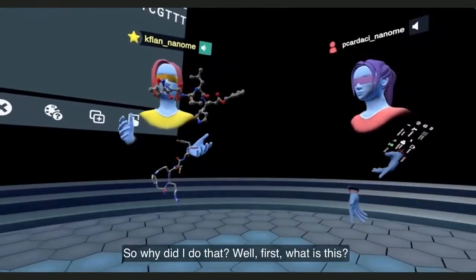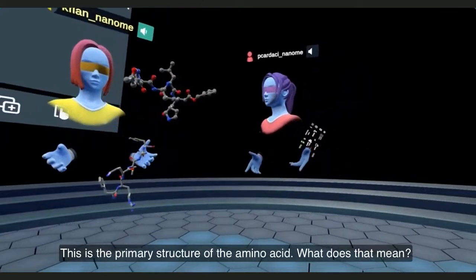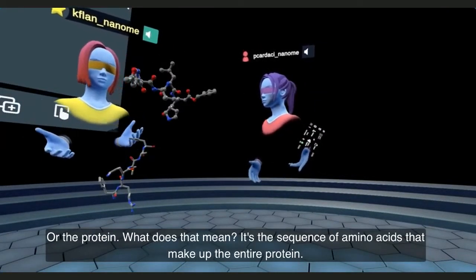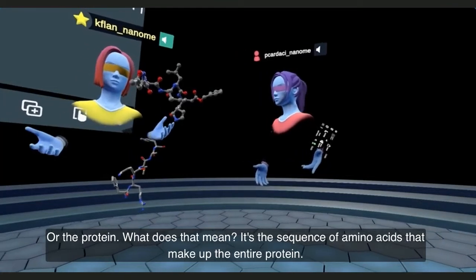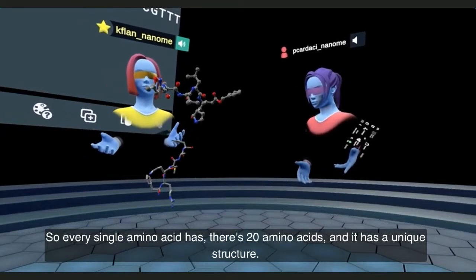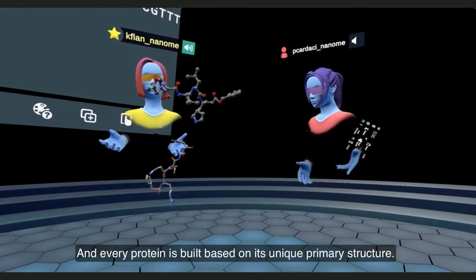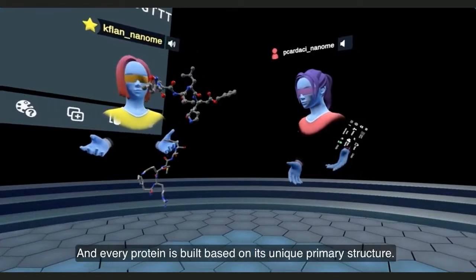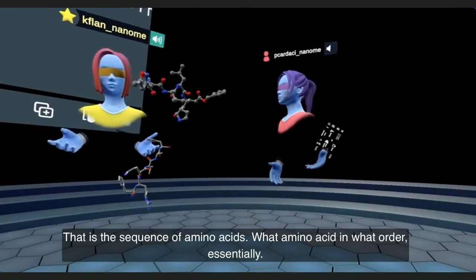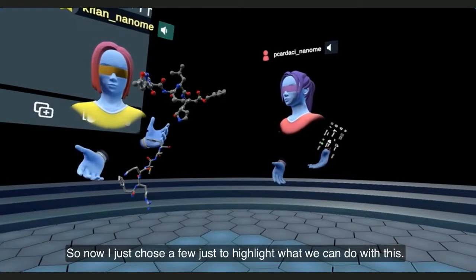Well, first, what is this? This is the primary structure of the protein. What does that mean? It's the sequence of amino acids that make up the entire protein. There are 20 amino acids and each has a unique structure. And every protein is built based on its unique primary structure. That is the sequence of amino acids: what amino acid in what order, essentially. So now I just chose a few just to highlight what we can do with this.